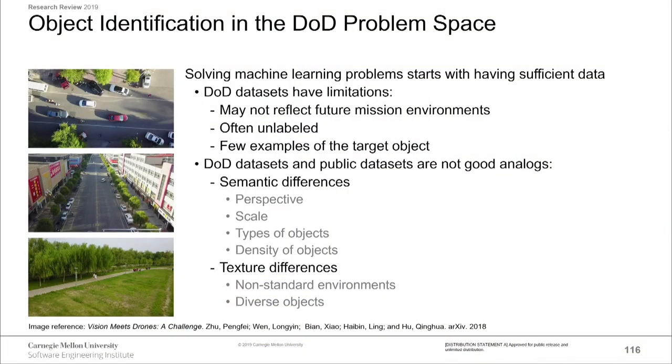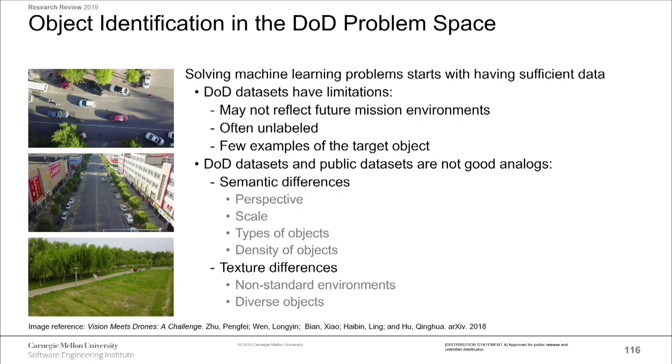So solving classification problems with machine learning starts with having sufficient relevant labeled data, as Ed just said. But the DoD problem sets that we currently have come with limitations that make this difficult. The data might not be reflective of the environment that we want, so it might not really be relevant. It might also not be labeled. And there may also be limited examples of the target data. Filling in these gaps with commercially available data sets does present problems.